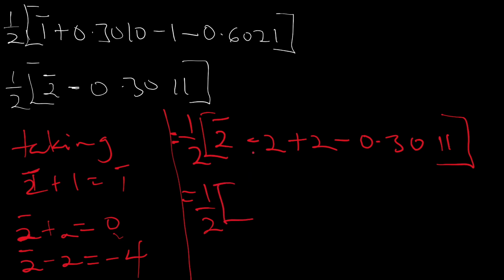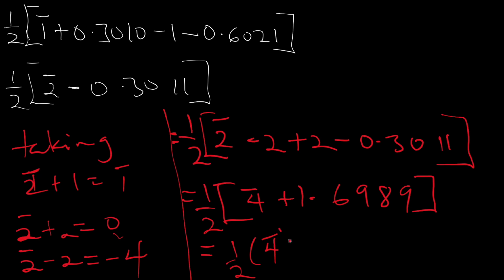Negative 2 minus 2, we have negative 4, which is the same as bar 4. So we have bar 4. Then 2 minus 0.3011, we have 1.6989.